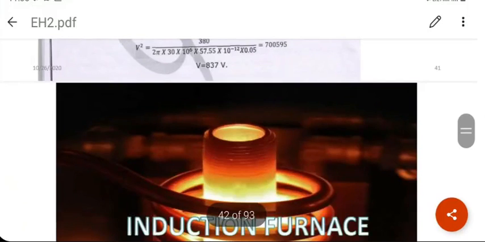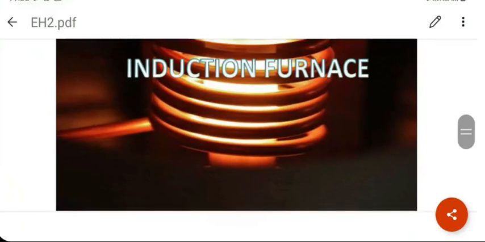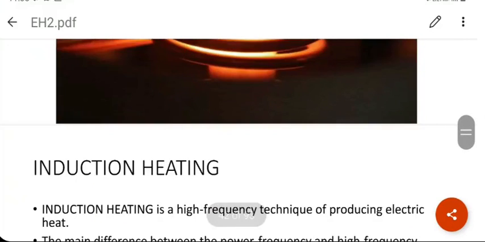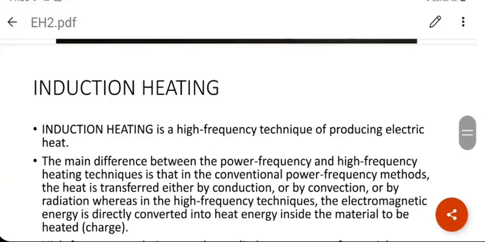This numerical example I am going to discuss in a different document. Okay. Now, induction furnace is a very interesting high frequency technique. This is very different from dielectric heating. Dielectric heating was using, what should I say, electrostatic effects. This method, induction heating, uses magnetic effects. What we saw in induction motors is what is being used here also.